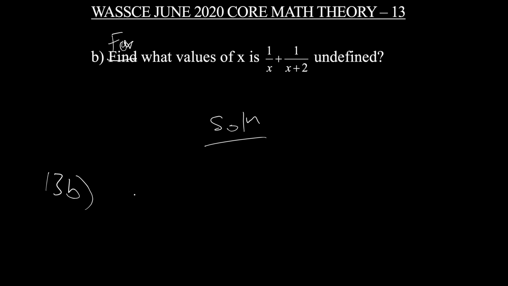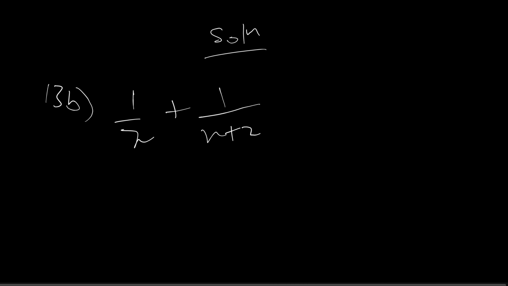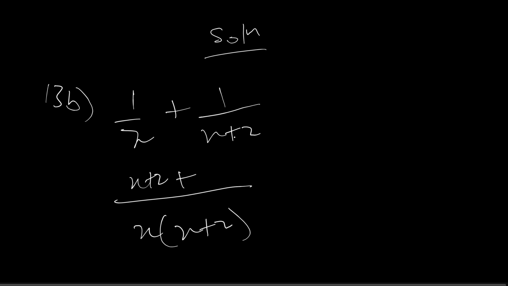So if we add this, you have 1 over x plus 1 over x plus 2. So the LCM is x into brackets x plus 2. So this goes here 1. So x goes into x multiplying x plus 2, and then this goes here x times. So we have 2x plus 2 divided by x multiplying x plus 2.